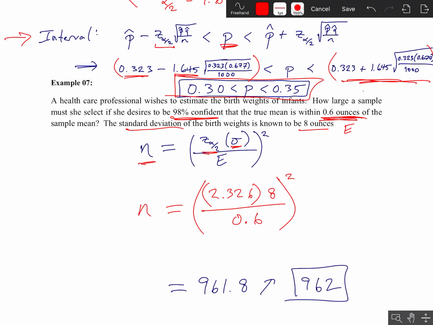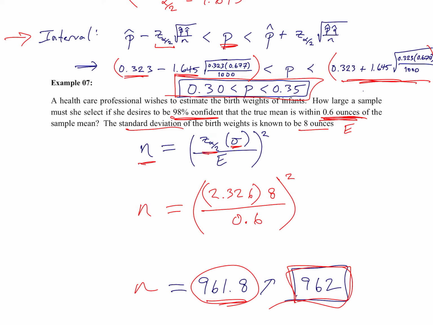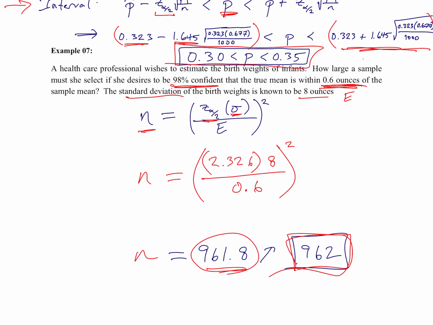If you plug that right side into your calculator, what you'll get is 961.8, and whenever you're working with these sample size estimates, you should always just round this number up, because you can't have a decimal sample size like this. Instead, we're going to take a sample size of 962. So in other words, we would have to study 962 birth weights to average those, and then we would be sure that our answer, or our sample mean, was within 0.6 ounces of the actual mean. We would be 98% confident of that result. Okay.